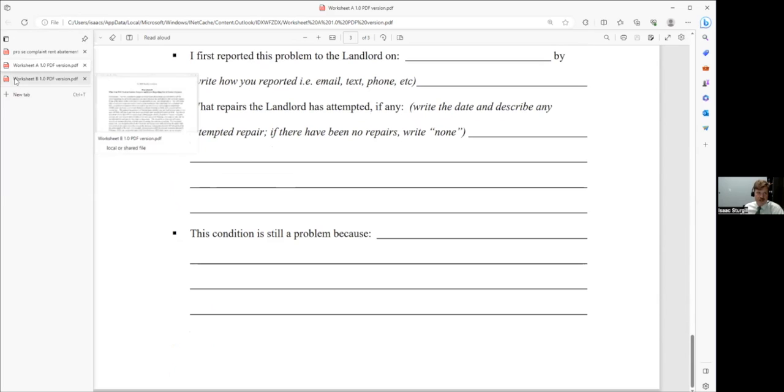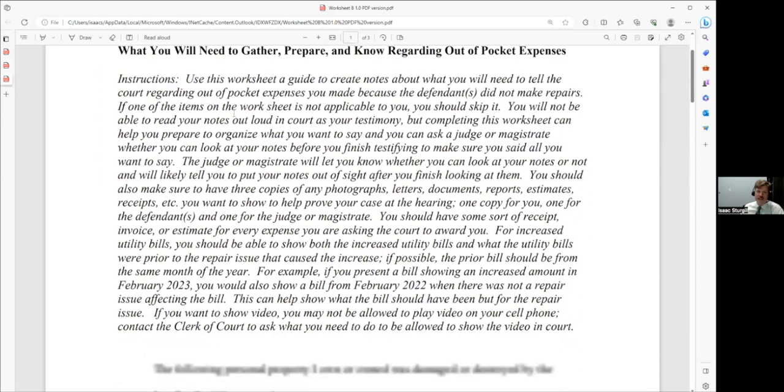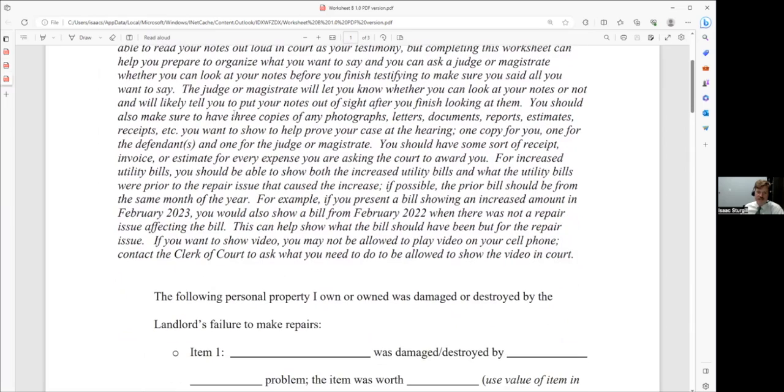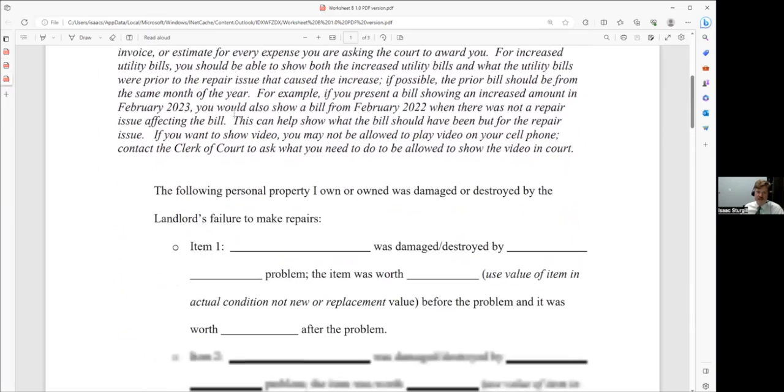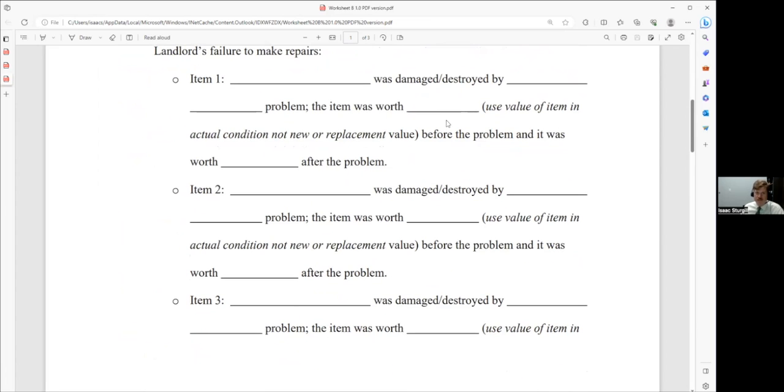So that's that worksheet. The second worksheet, B, this is talking about out-of-pocket expenses. So if the tenant did have out-of-pocket expenses, this gives some examples of that. Sometimes if the problem causes the tenant's property to get damaged, like maybe you have mold in the property that the landlord won't remediate, and you end up having property damage because of that, this gives space to take notes on that. So what was the first thing that got damaged? What was it destroyed or damaged by? And then how much do you think that item was worth?